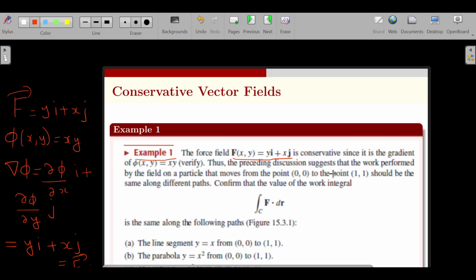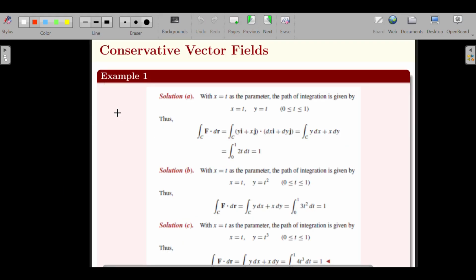Now the preceding discussion suggests that the work performed by the field on a particle, so you consider 2 points here. We are actually trying to prove that the work done to move a particle from the point (0,0) to the point (1,1) will not depend on the path. Here what we are considering is that we are trying to find the value of the line integral over C of F dot dr, that is, work done along different paths. So as a first case, let us take the line segment y equal to x as the curve C.